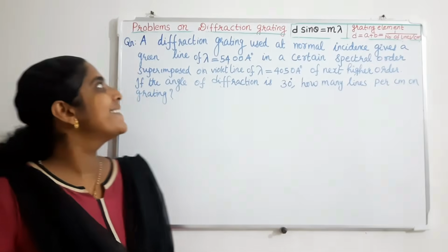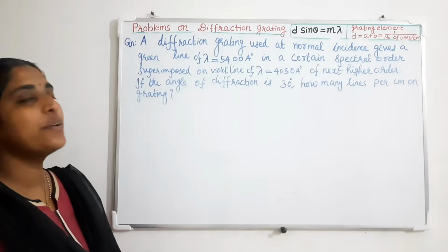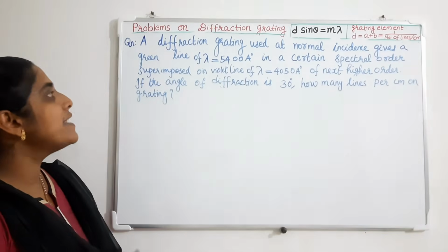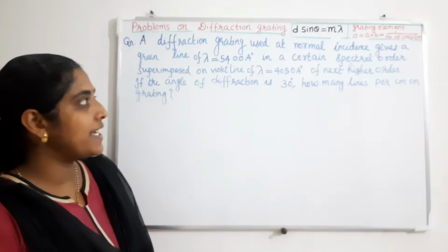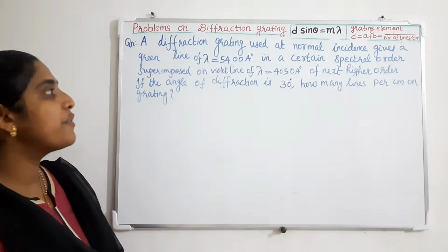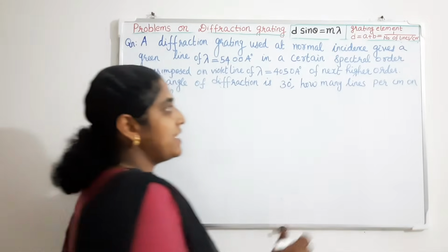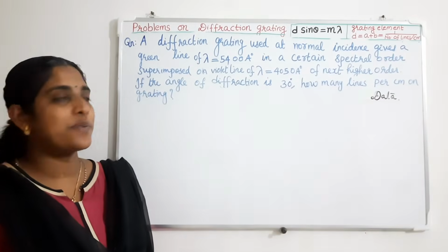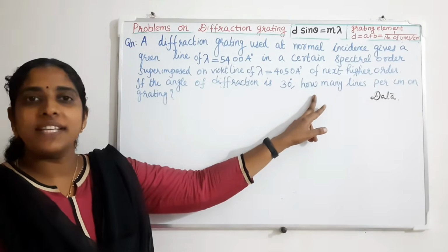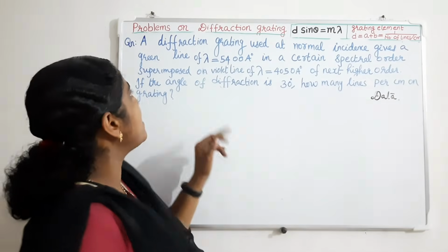One last question. A diffraction grating used at normal incidence gives a green line of wavelength 5400 Armstrong in a certain spectral order. It is superimposed on a violet line of wavelength 4550 Armstrong of the next higher order. If the angle of diffraction is 30 degree, how many lines per centimeter on the grating? This question is similar to the previous question. Here we want to find the number of lines per centimeter. So the number of lines per centimeter is the reciprocal of the grating element. So we can write the data.